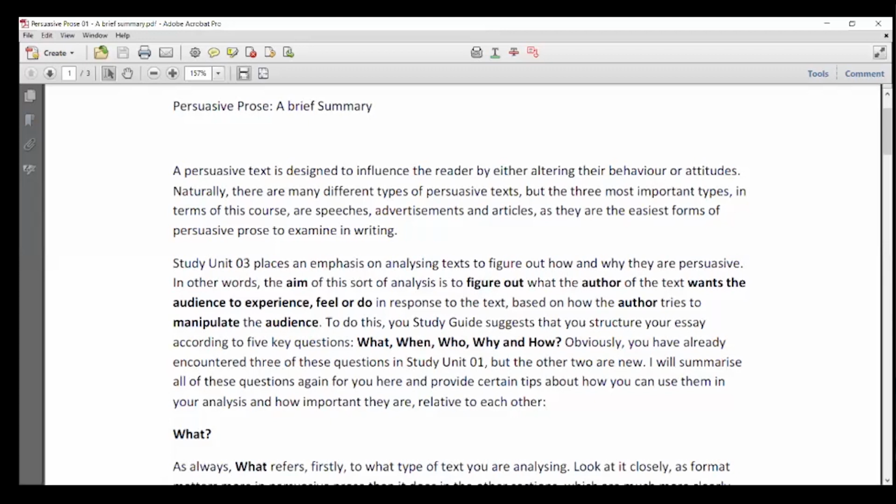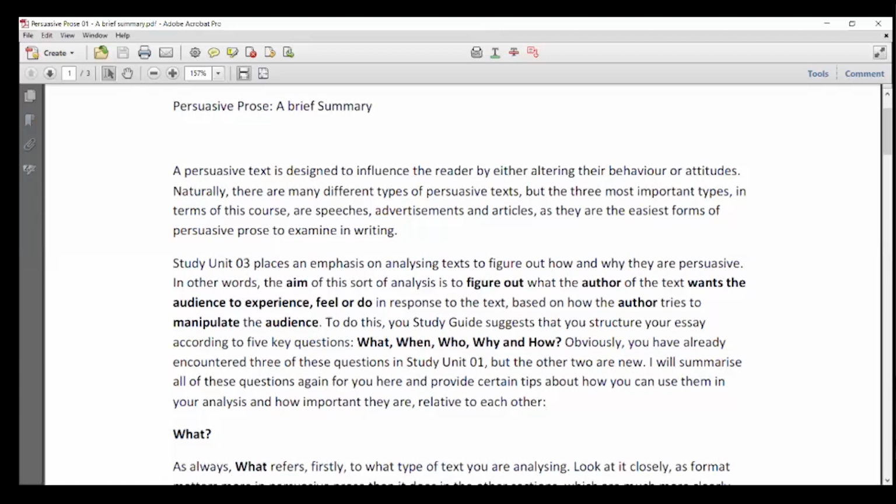Like here, this document summarizes what. What does what refer to? What refers first to what type of text you are analyzing, what type. Look at it closely. It matters more in persuasive prose than it does in the other sections, which are much more clearly differentiated from one another. Is it an image, a cartoon, an academic essay, a newspaper article, a speech, or an advertisement? Be careful here, as some articles read like advertisements and vice versa.